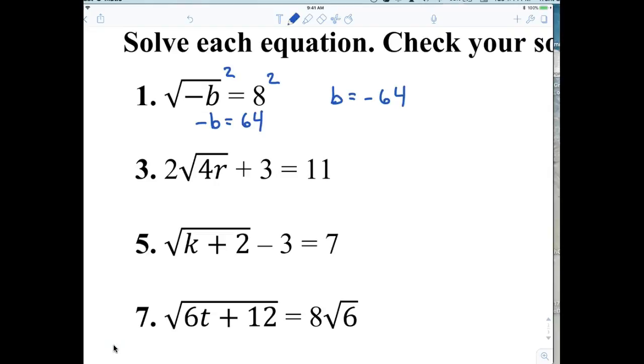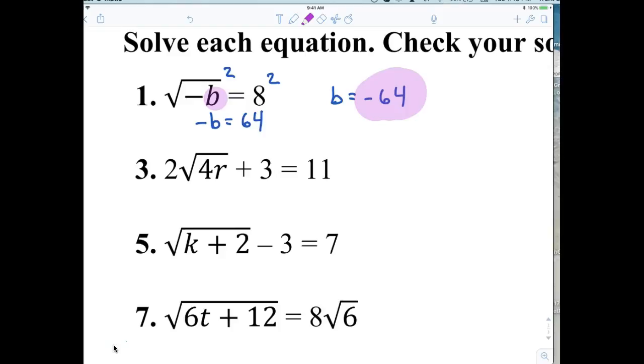Now, if you're not sure if you're right, you can always take the negative 64 and plug it in for b. And negative negative 64 is 64. Square root of 64 is what? 8. So we kind of just checked our work. All right? But again, listen to me now. To undo a square root, you have to square. Yes, Walker. Why did we keep it negative here? It's not negative b times negative b. Oh.